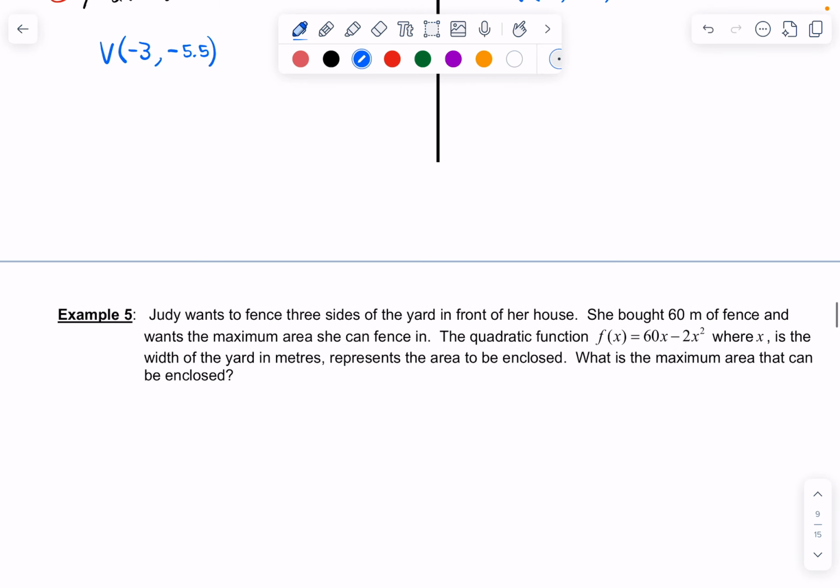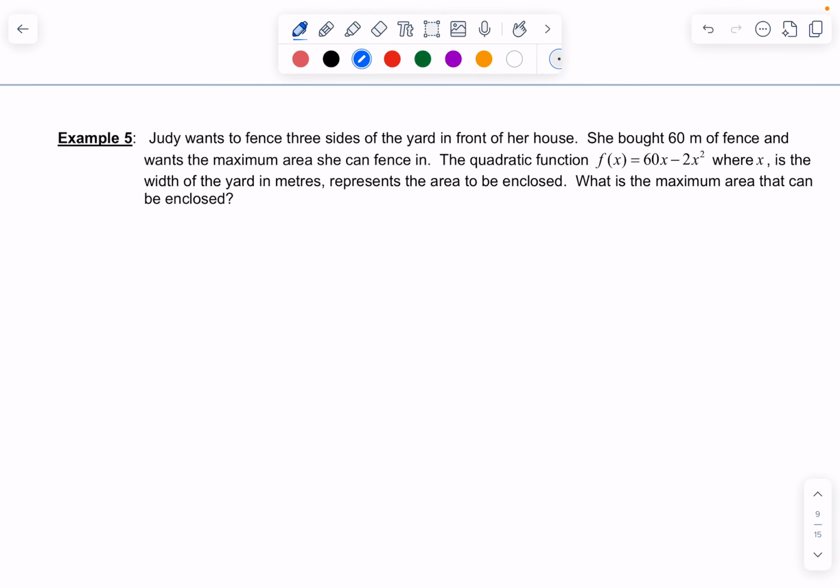All right, last question. Example 5. And we now see this completing the square in the context of a word problem. And again, much like the previous lesson, what do the variables actually mean in a word problem? So Judy wants to fence 3 sides of a yard in front of her house. She bought 60 meters of fence and wants to maximize the area she can fence in. The quadratic function f of x equals 60x minus 2x squared, where x is the width of the yard in meters, represents the area to be enclosed. What is the maximum area that can be enclosed?